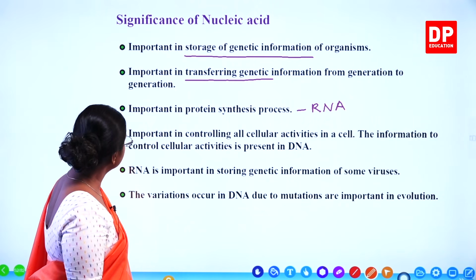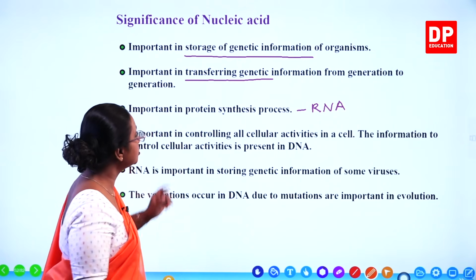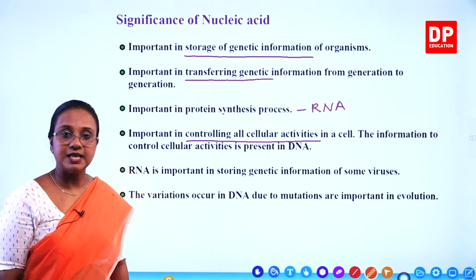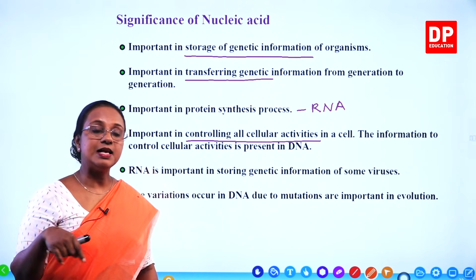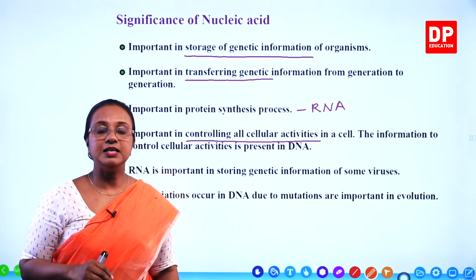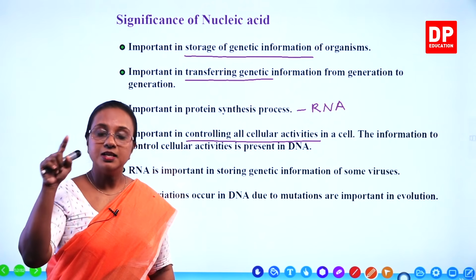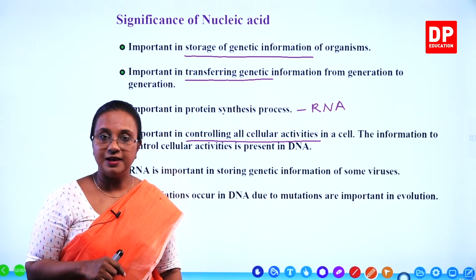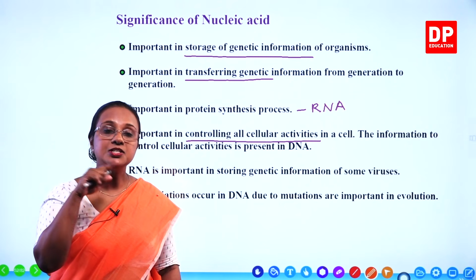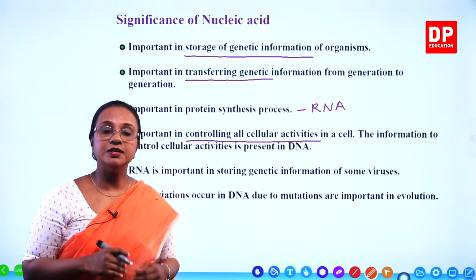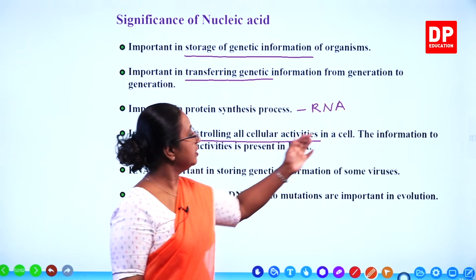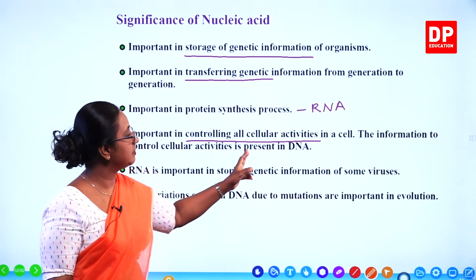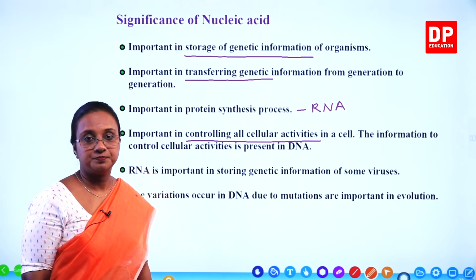If you look at the next one, nucleic acids are important in controlling all cellular activities in a cell. Now, if we look at the cell structure, which we will be discussing in detail later, there is a nucleus. Inside the nucleus, there is DNA, and this DNA controls the activity of the cell. Therefore, the information to control cellular activities is present in DNA.